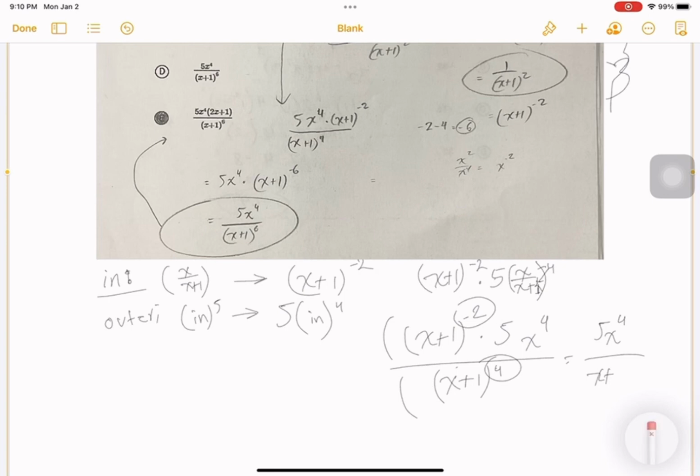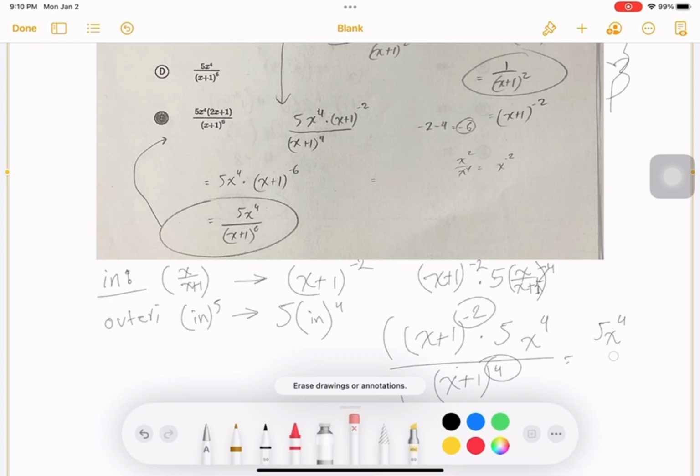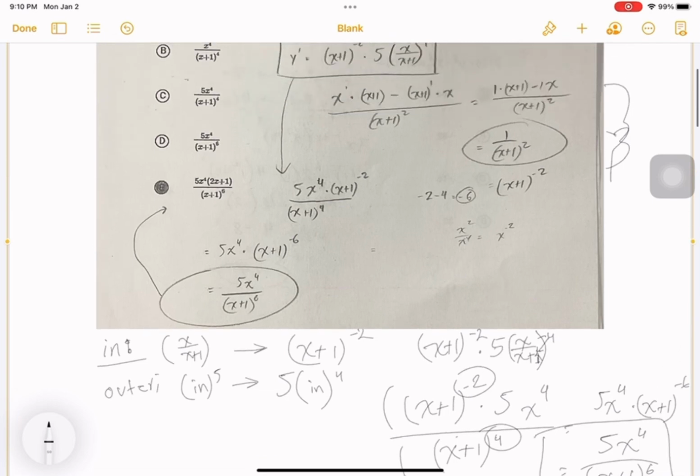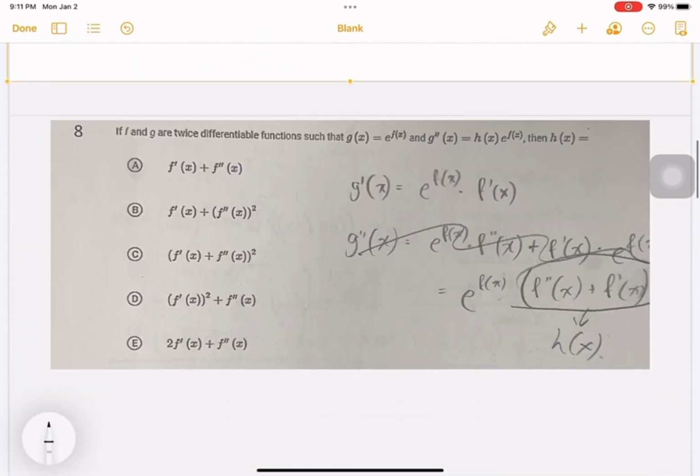So negative 2 minus 4 becomes negative 6, so it becomes 5x to the 4 times x plus 1 to the negative 6. And if you want to get rid of the negative exponent, you do the reciprocal of that, and now you're left with x plus 1 to the 6th power as the new denominator. And that's our answer, and that would be D right here. And that's the answer I got. I just circled E for some reason.